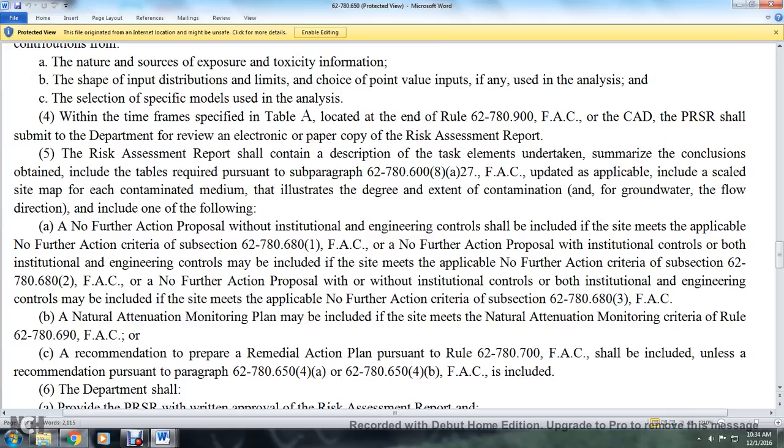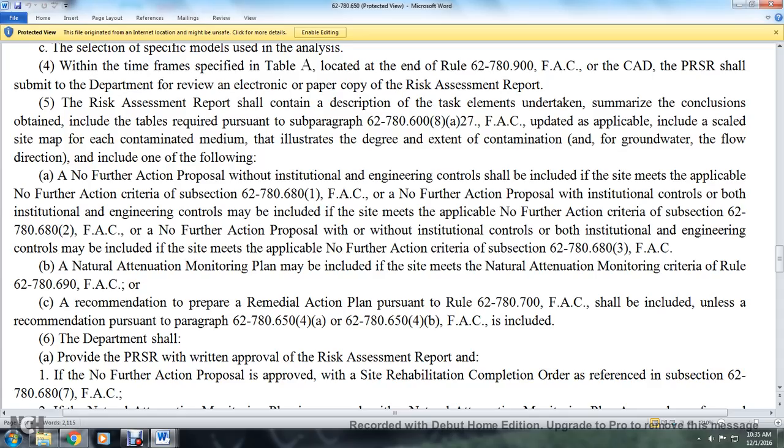A no further action plan with institutional or engineering controls shall be included if the site meets the applicable no further action criteria in subsection 62-780.680, Florida Administrative Code. A no further action proposal with or without institutional controls, or both institutional and engineering controls, may be included if the site meets the applicable no further action criteria in subsection 62-780.683, Florida Administrative Code. A natural attenuation monitoring plan may be included if the site meets the natural attenuation monitoring criteria of Rule 62-780.690.